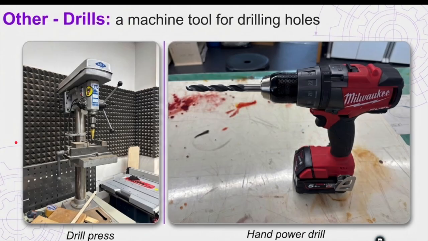Some other machining tools that we have are things like drills. So this is a drill press, and this is a hand drill. And of course, drills are tools to make a hole.